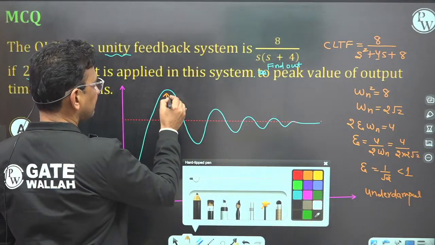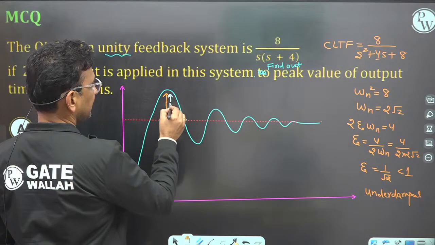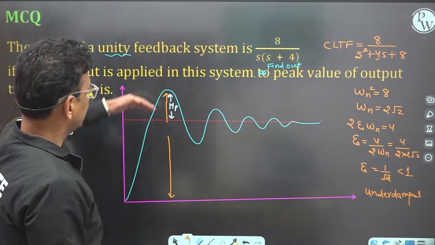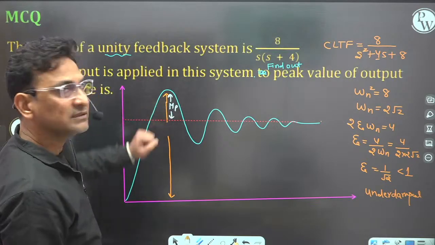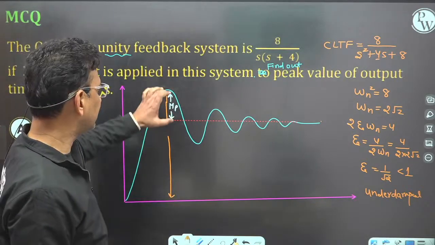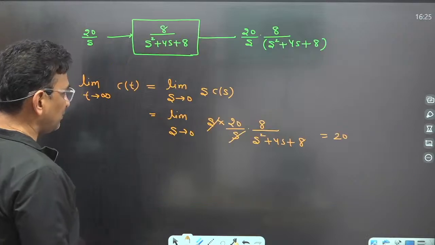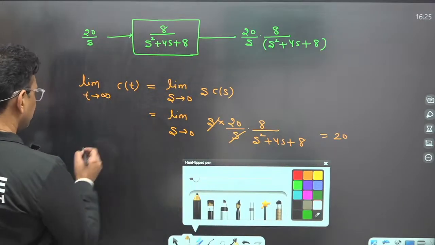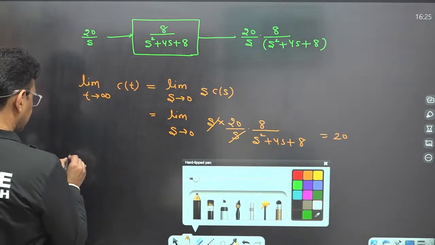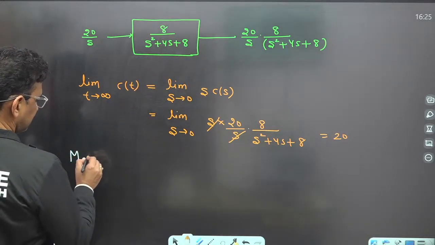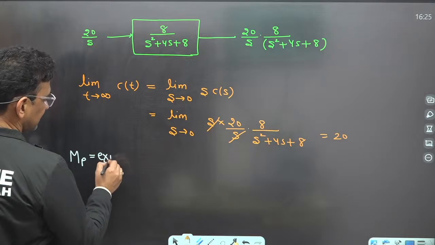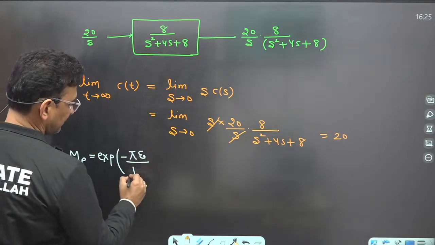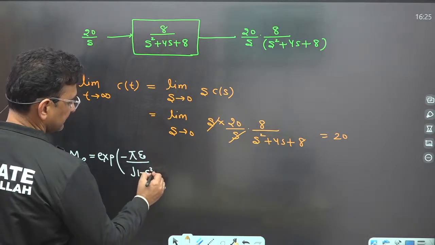So we know this is called the peak overshoot. Peak overshoot is the difference between the maximum output and the steady state output. So how to find out the peak overshoot? Let's find out the peak overshoot. So peak overshoot is nothing but exponential of minus pi zeta under root of 1 minus zeta square. Clear?